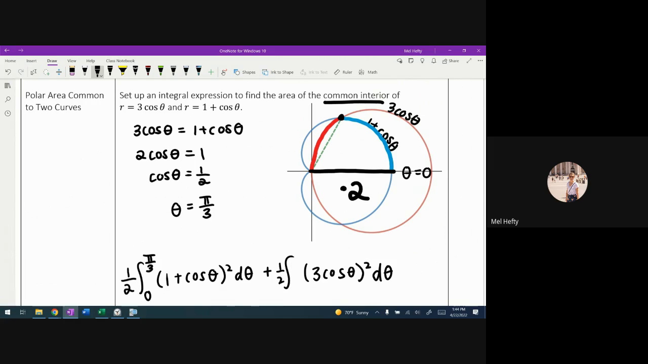All right. So if that top bound is pi over 3 in the 1 plus cosine integral, where do you think pi over 3 is going to go in the next integral? Bottom bound. We're picking up at pi over 3. And then how far are we going? How can we figure it out if we don't know? All right. What's equal to 0 at that point?